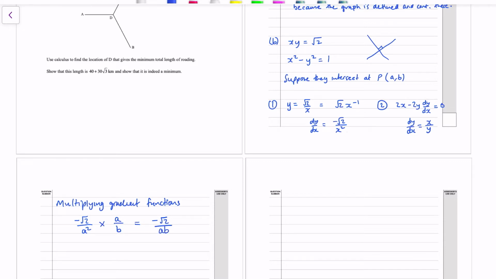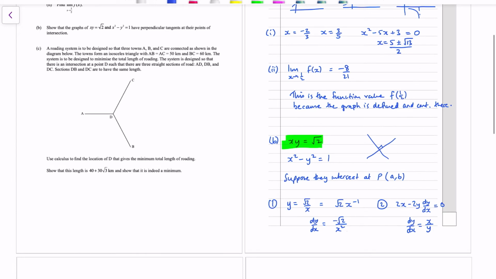And we know that the point AB is on the curve. So we know that A times B must be equal √2, because that's the equation of the first hyperbola. So we've got -√2 over √2, which equals -1. We've proven it. We didn't need to find what A and B were. We just needed to know that AB was a point on the curve.